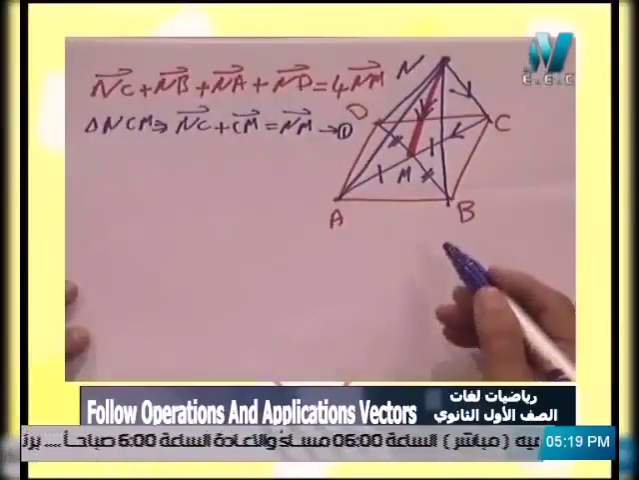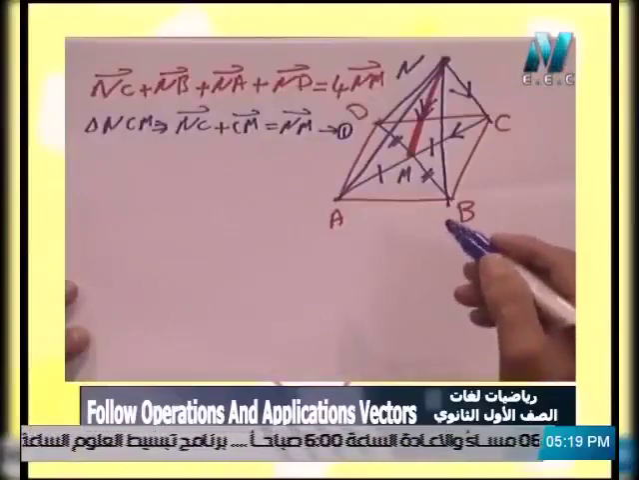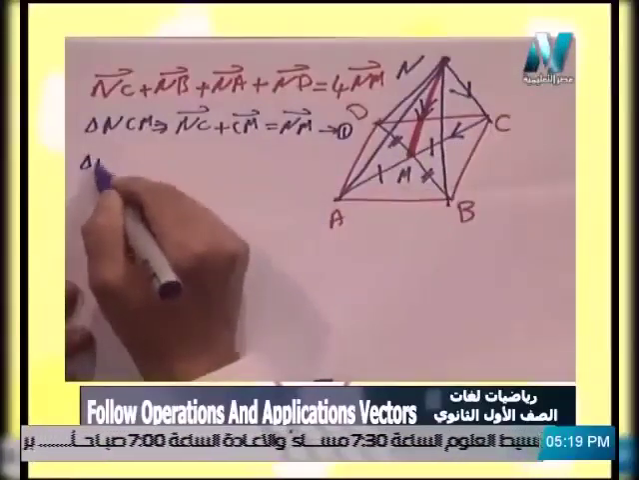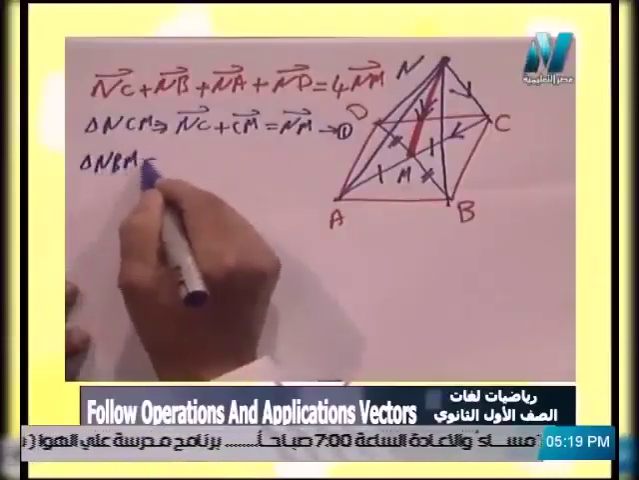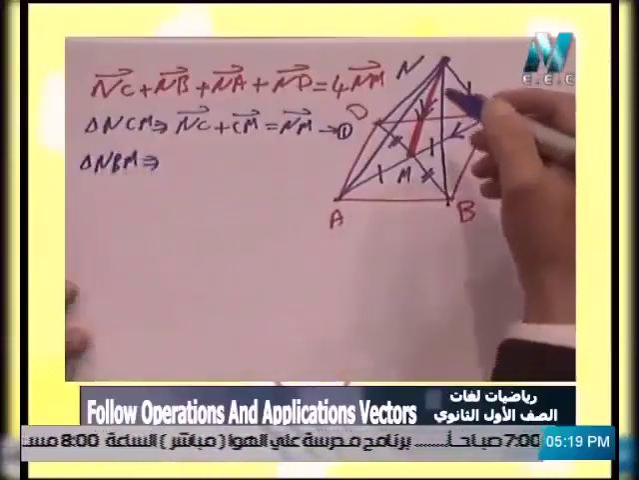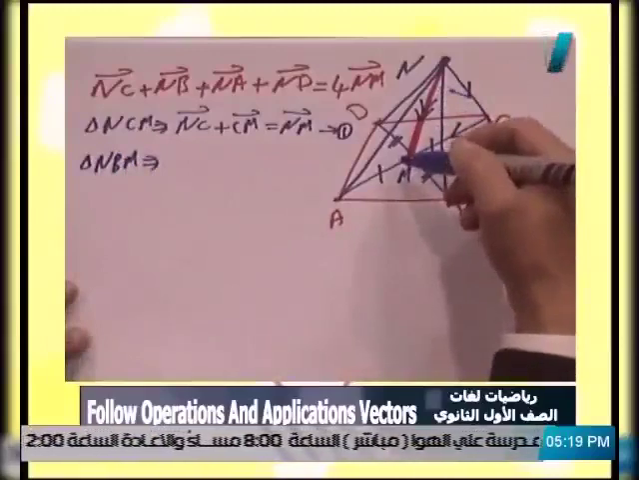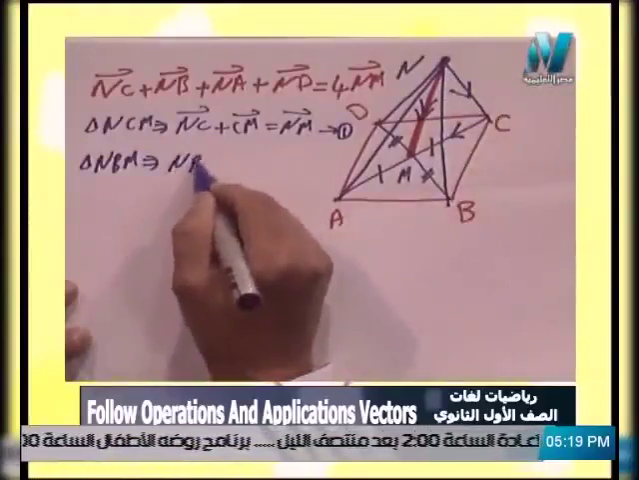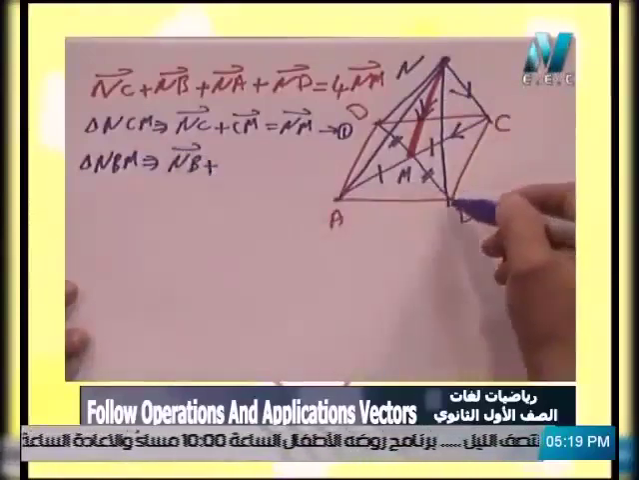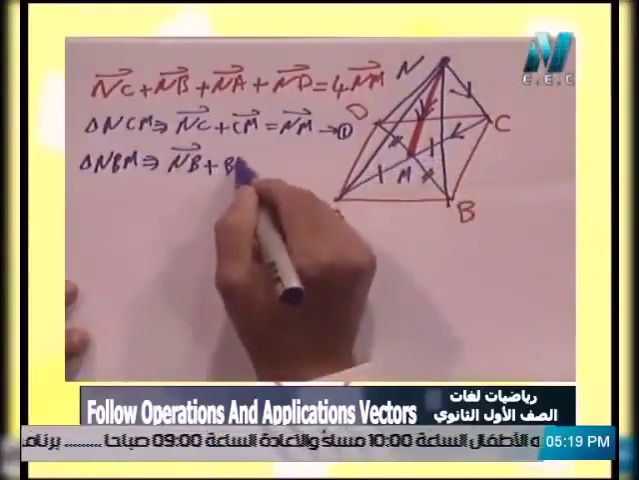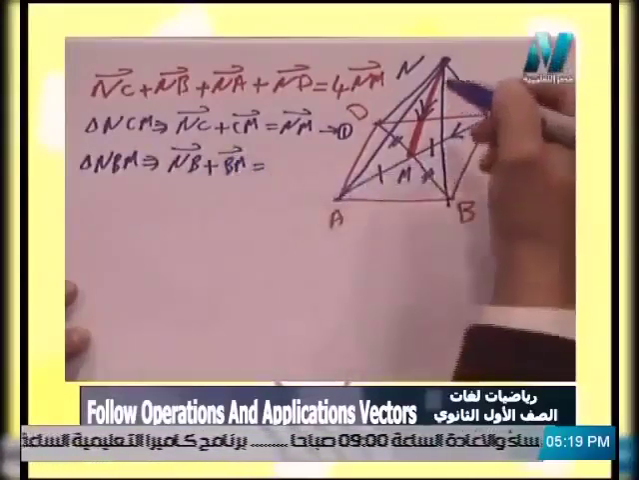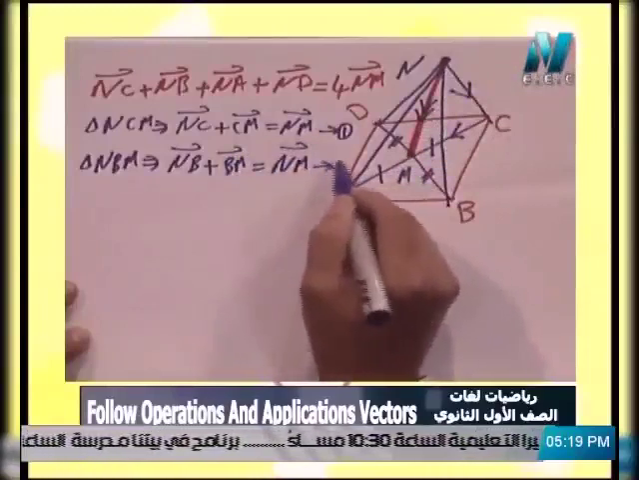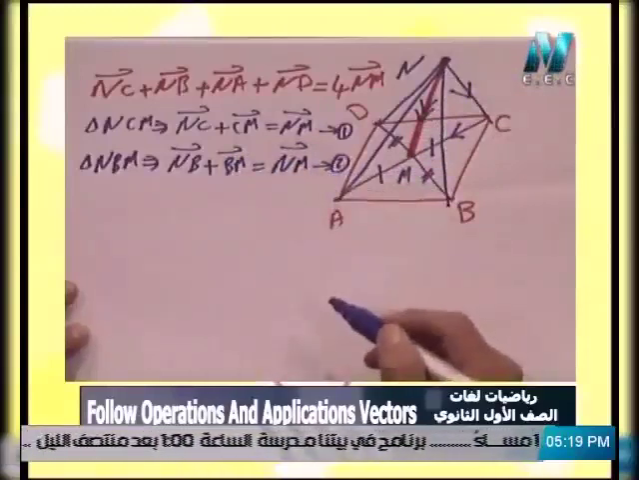And we will choose another triangle, which is NBM. What in the triangle NBM? We will find that the vector NB plus the vector BM equals the same vector NM. And this is equation number 2.